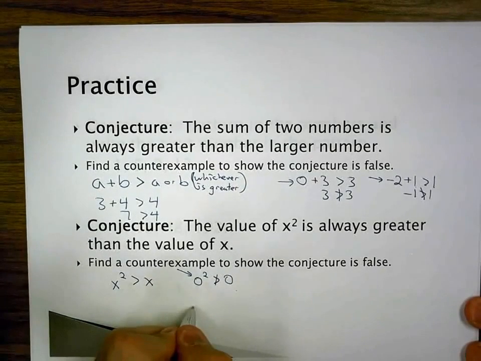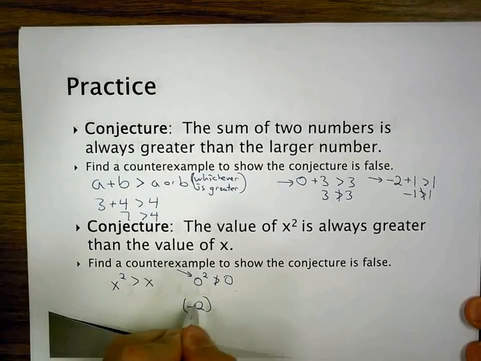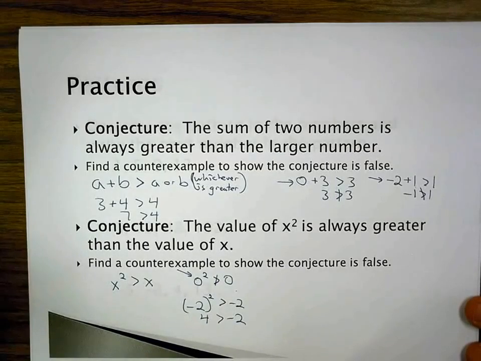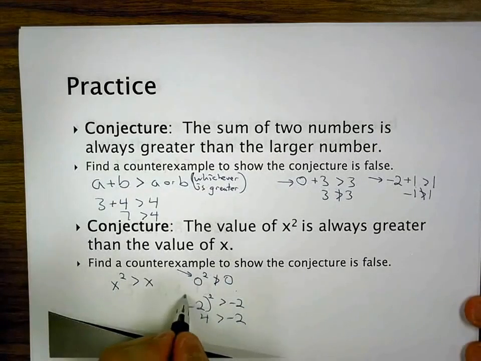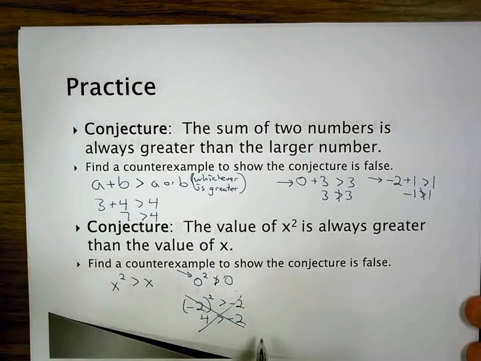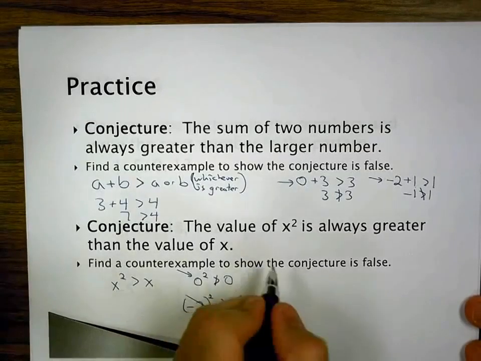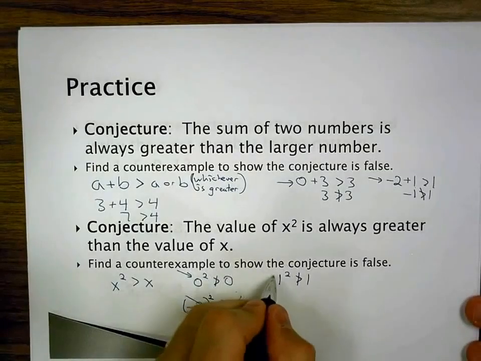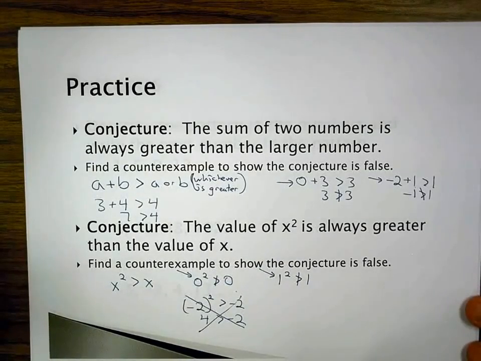Negative numbers, well, let's look. Negative 2 squared is greater than negative 2. Well, actually, that one is 4 is greater than negative 2. That one actually proves it true. You don't want that one. What if we tried 1? 1 squared is greater than 1. That's not true. There's another counterexample for us.